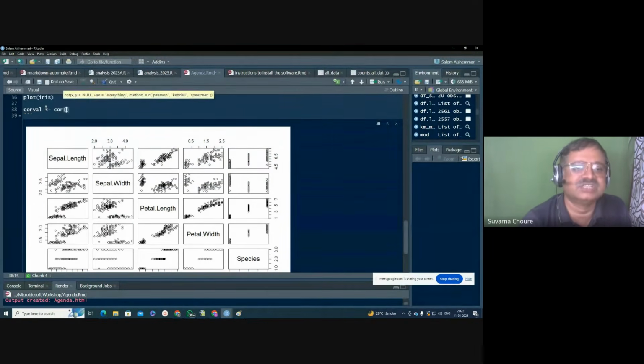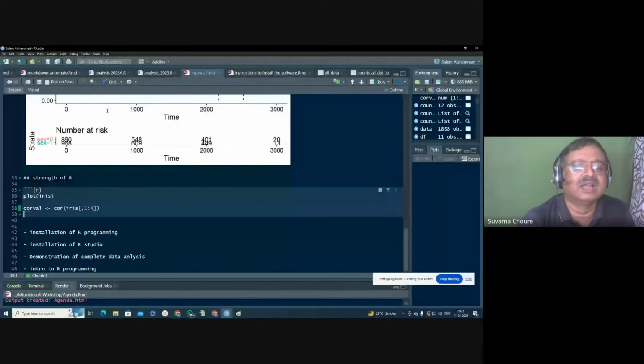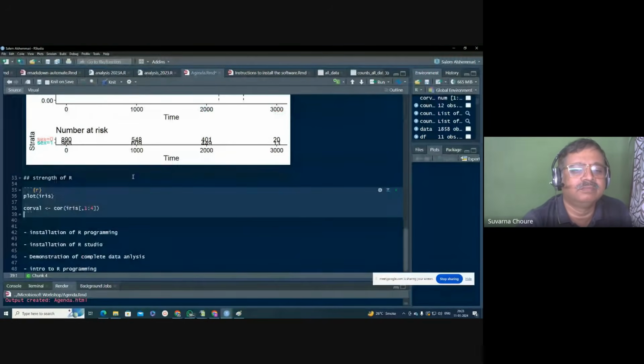I'll just get the pairwise correlations for iris. First 4 columns, the numeric columns. The species column I don't want here because it is not numeric, it is categorical. You will understand all these things as we go further. We'll run that, and I will run this.